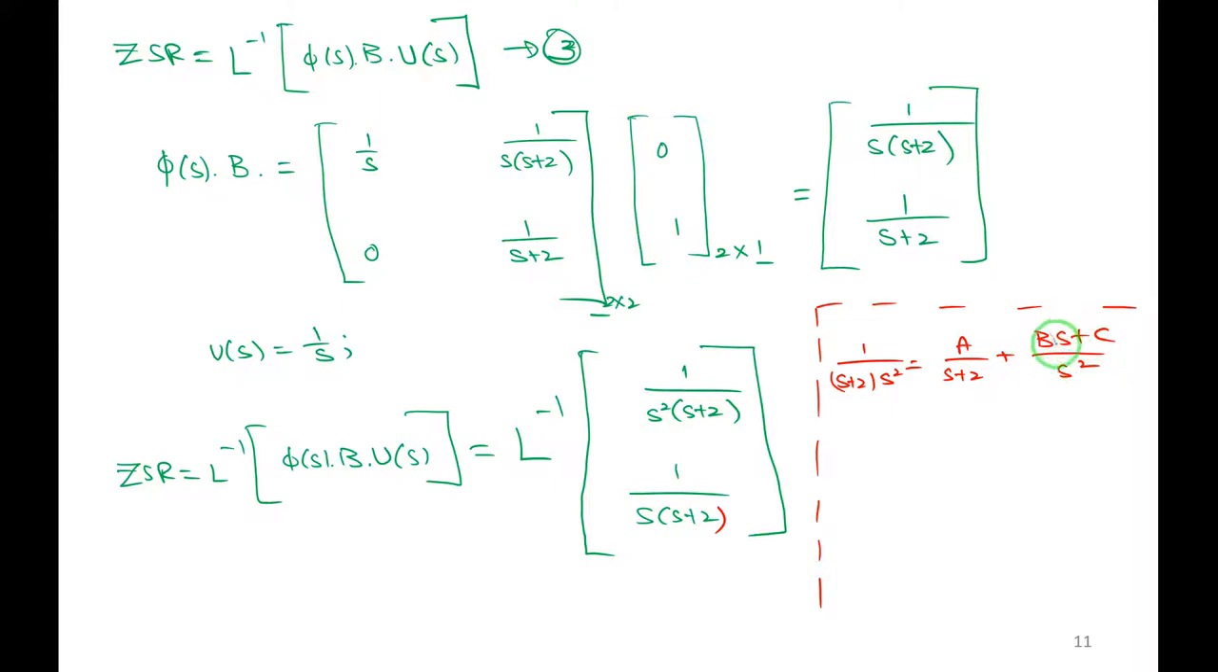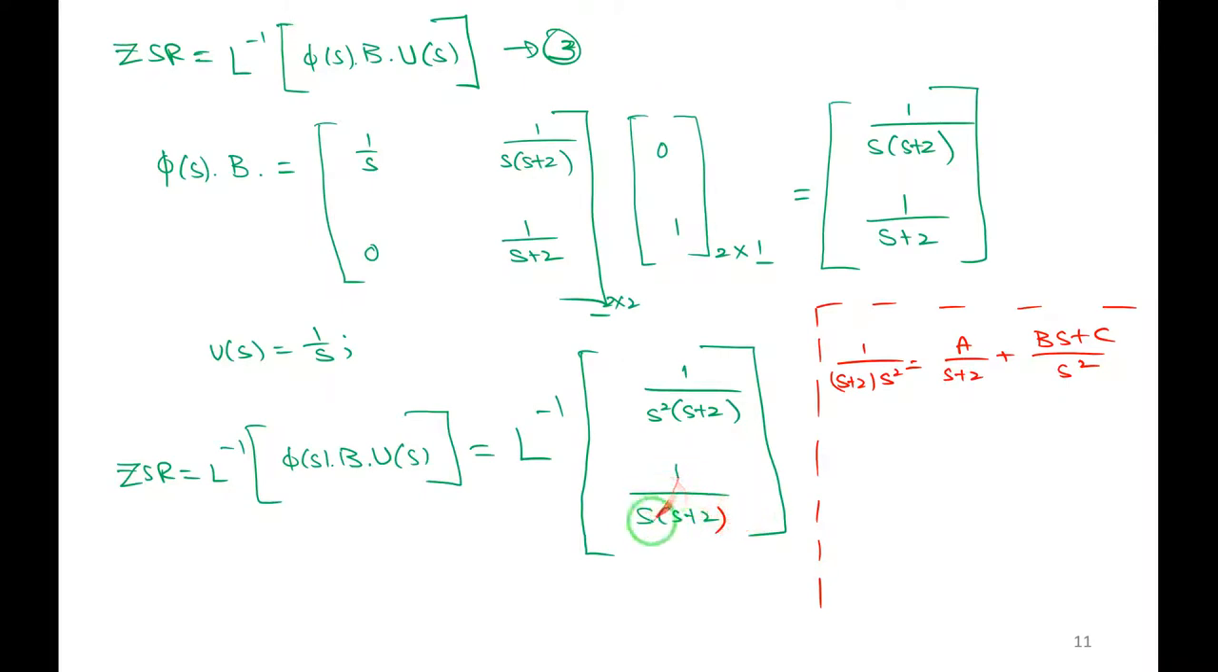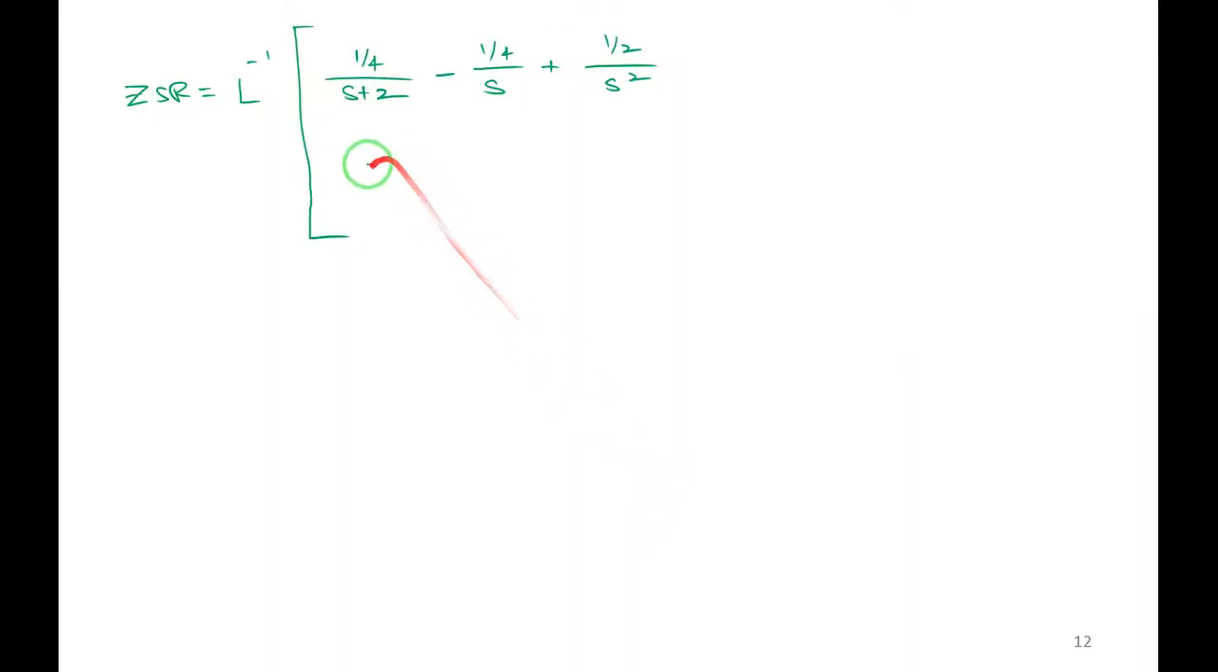S and S will get cancelled, so I am getting B by S, right? B by S. I hope you are getting C by S square. So that is by partial fraction. Next, coming to this term, 1 by S into S plus 2, by partial fraction expansion in the standard form, I can write it as 1 by 2 divided by S minus 1 by 2 divided by S plus 2.